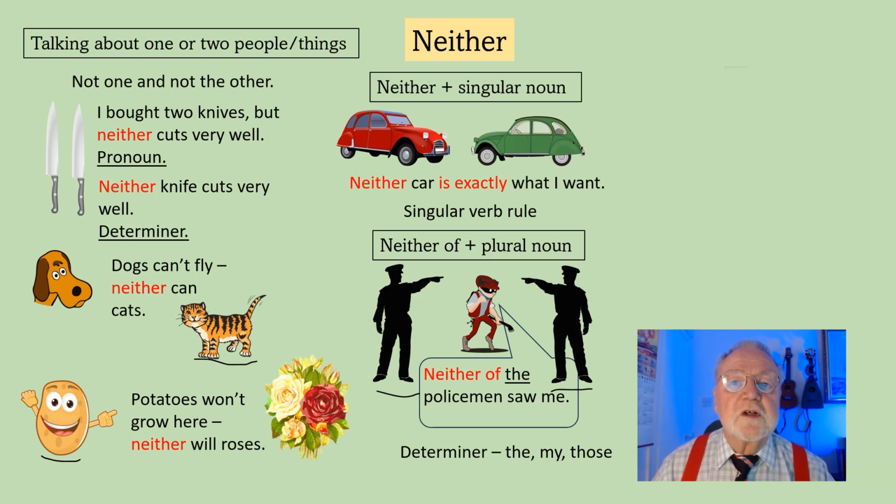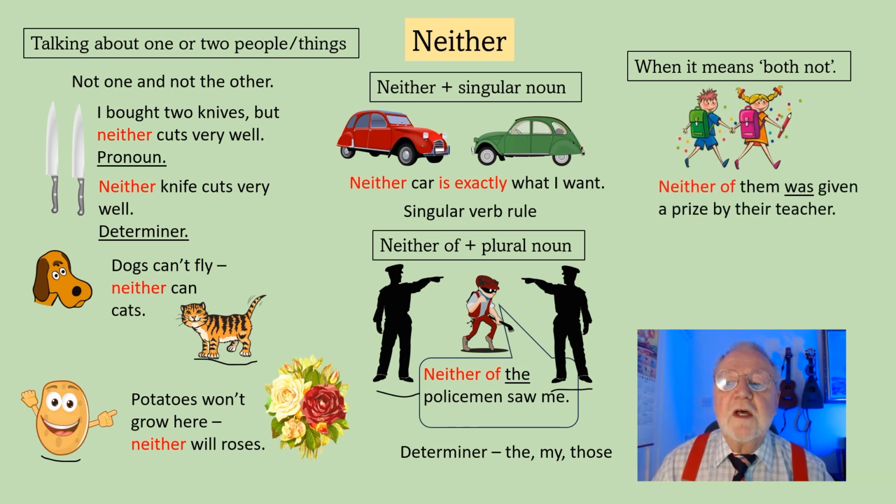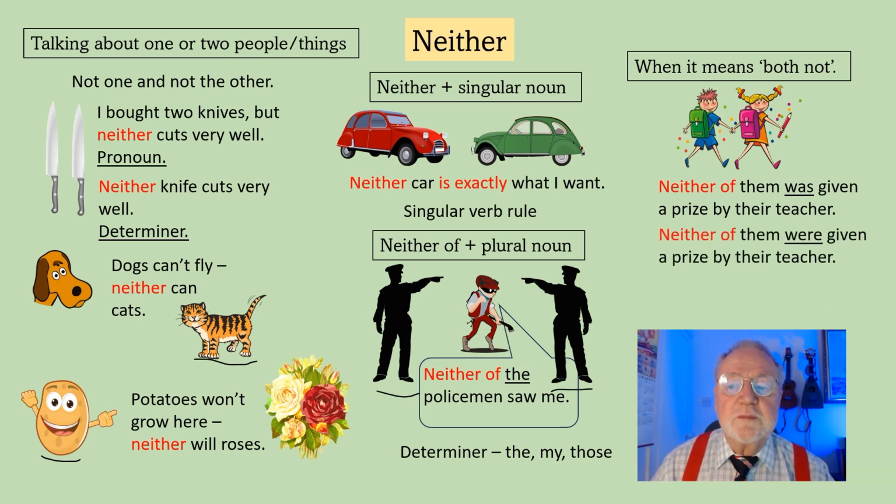Neither can sometimes refer to 2 negatives and mean both not. Now that sounds rather strange, but look at this example. Neither of them was given a prize by their teacher. And I've obeyed the singular verb rule because I'm really saying not one, not the other was given. But you'll find that most English speakers will break this rule. Neither of them were given a prize by their teacher. I think it's because we're thinking of 2 things, 2 negatives, so we use a plural verb.